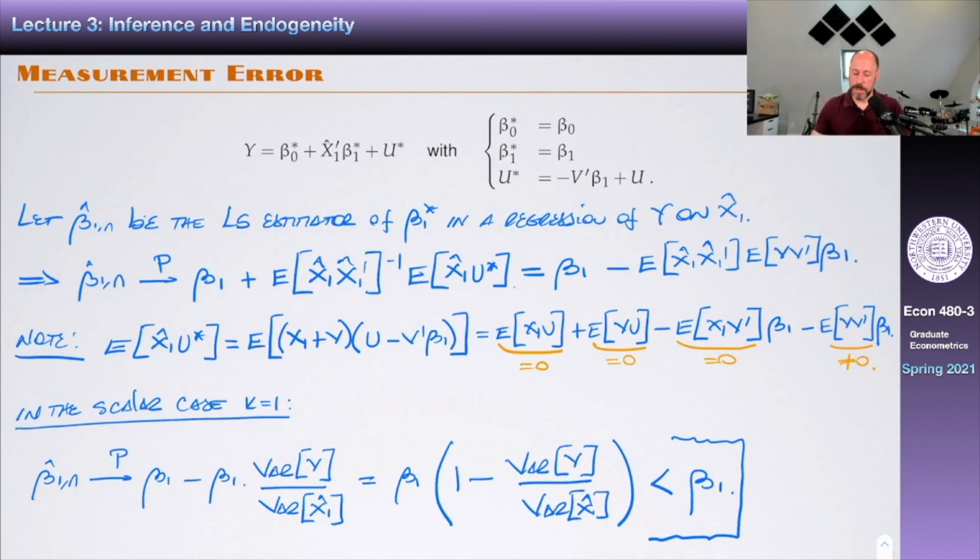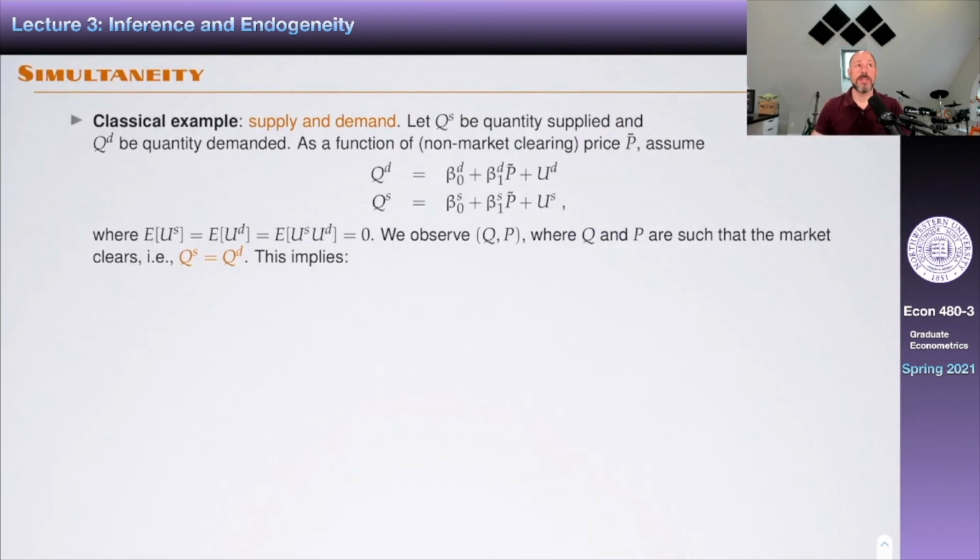All right, so we get to the end. We're going to talk about simultaneity. A classical example is supply and demand. We're going to denote by QS the quantity supplied and QD the quantity demanded as a function of a non-market clearing price P tilde. So you write the equations. These models here, for simplicity, are linear. So the quantity demanded is just a linear function of a hypothetical price, and there are some unobserved factors that we don't know what they are. And then we have the quantity supplied, again a linear function of a hypothetical price, and then other stuff that we don't get to observe.